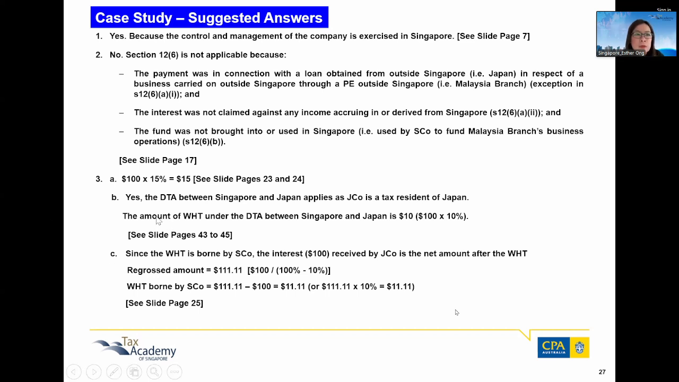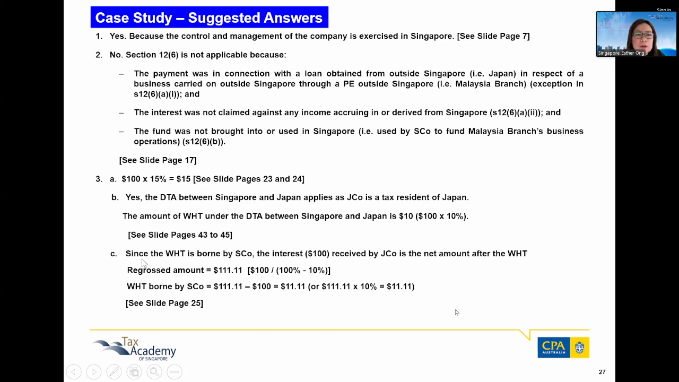Okay, and part 2: yes, the tax treaty between Singapore and Japan applies, as it is already mentioned in the question that Jayco is a tax resident of Japan. So that is one key principle and condition to satisfy. The non-resident must be a resident of the other country, in this case Japan. Then the amount of withholding tax under the Singapore-Japan tax treaty will be reduced to $10 because the tax treaty interest article states that the tax so charged shall not exceed 10%. So you take $100 times 10% as provided under the tax treaty, and the amount of withholding tax will be $10 instead of $15 under our domestic law.